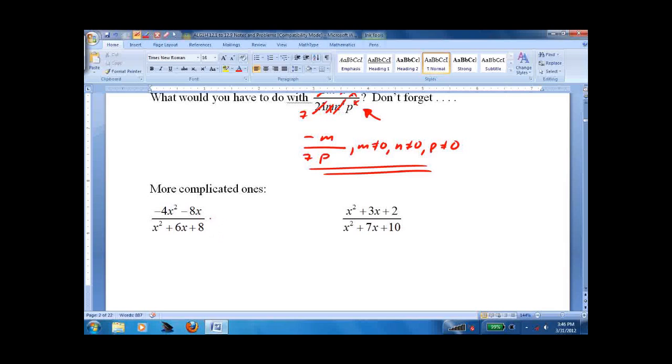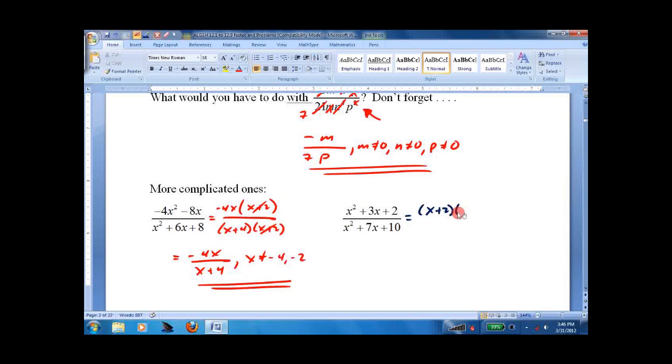So these, let's reduce them. First things first, always factor. Pull out negative 4x, see where that takes us. Great, and cancel this. And that is our final answer, as long as we say x cannot equal negative 4 or negative 2. Not too hard. Takes a little practice, and you have to constantly remember things, but that is math in a nutshell. Factor the top, factor the bottom.